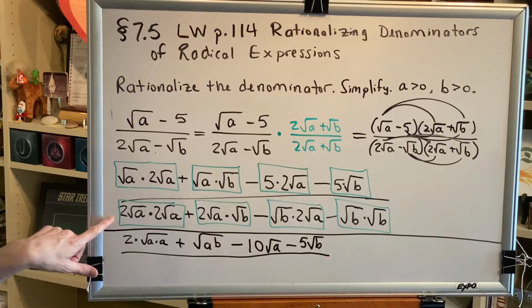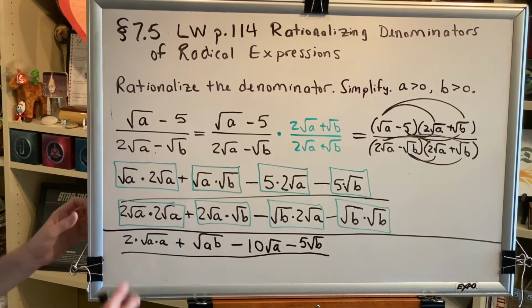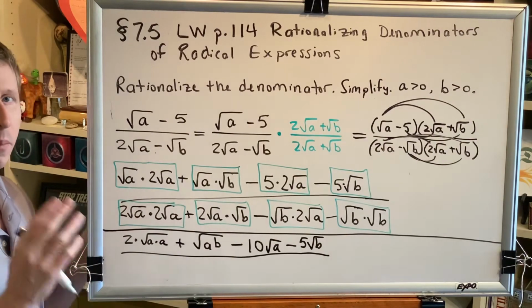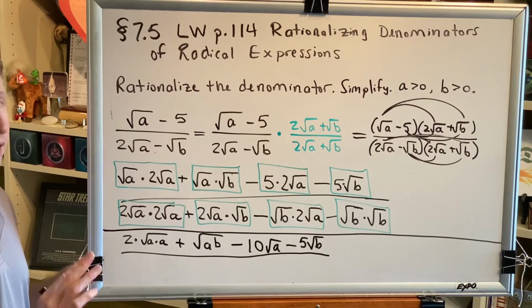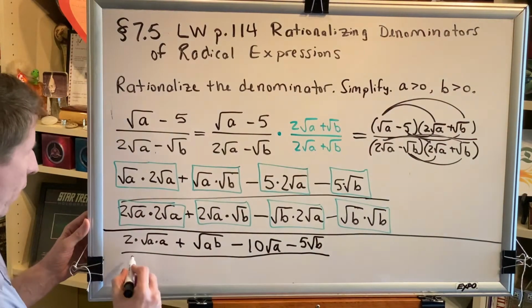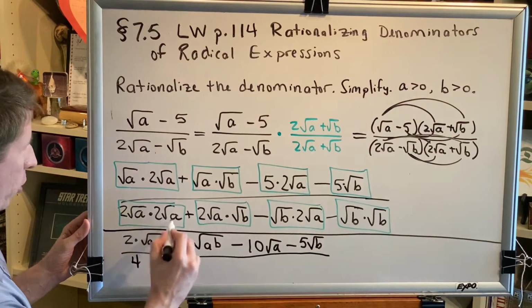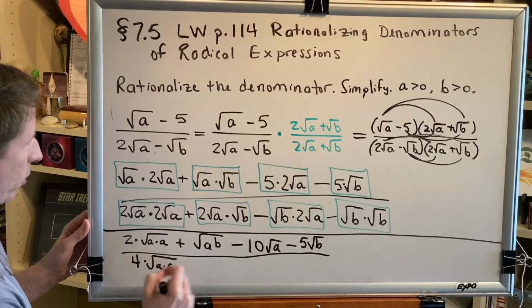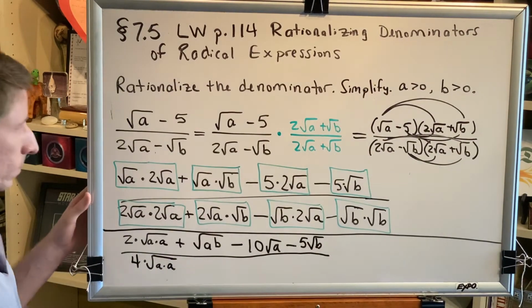Okay, now we're going to do the same thing in the denominator. I've got 4 things that are all being multiplied. Multiplication is commutative. I can do it in any order. So I'm going to put the 2's together to make a 4, and I'm going to put the radicals together with the product rule for radicals to make square root of A times A.